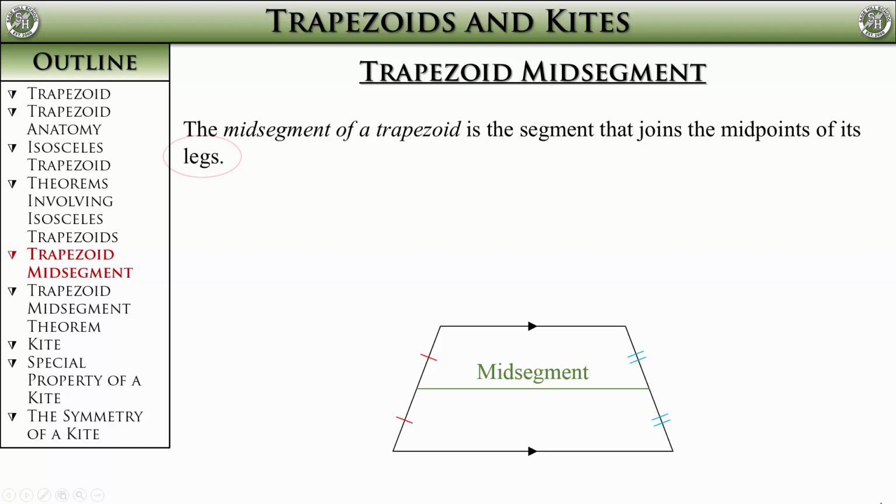One thing to note. It very plainly says that it is the midpoint of the legs. It won't work on just any two midpoints. It must be the midpoints of the legs. It doesn't have to be an isosceles trapezoid like the one here either. Midsegments exist for both trapezoids and isosceles trapezoids.